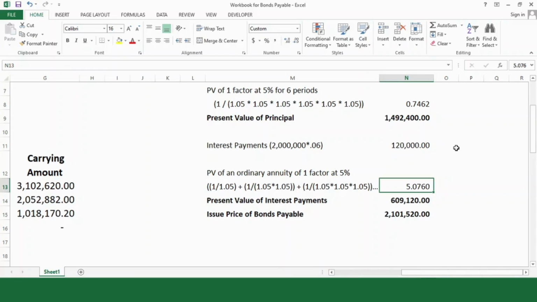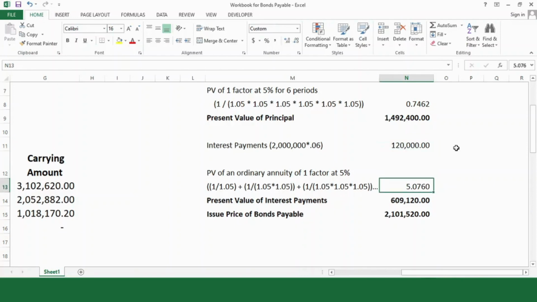Okay, so makukuha mo 5.0756. So, pag ni-round off mo, 5.076. So, multiply mo ang factor na iyan sa 120,000. So, 609,120. Take note, kaya natin ginawa ang total ng mga present value factor for the first period hanggang doon sa sixth period, kasi nga, ang imumultiply din naman natin iyan sa isang amount, which is 120,000 na babayaran semi-annual.